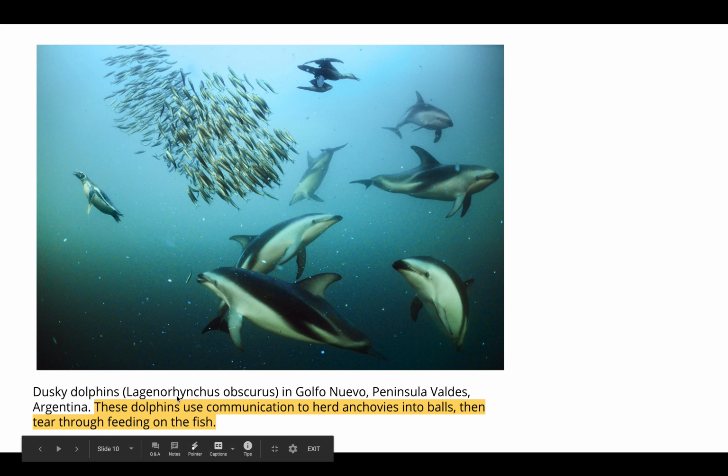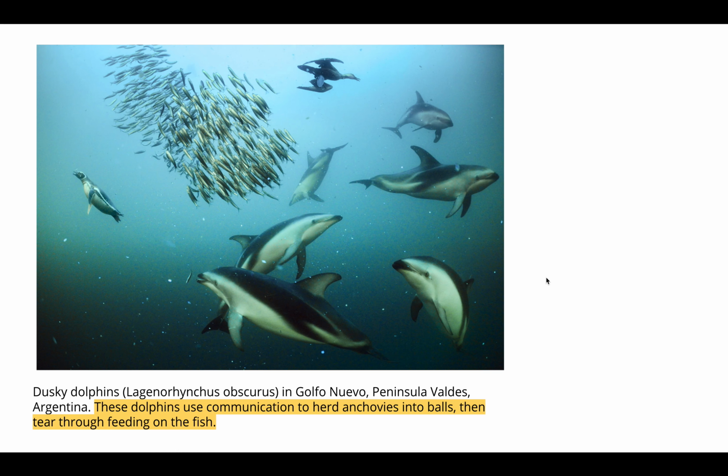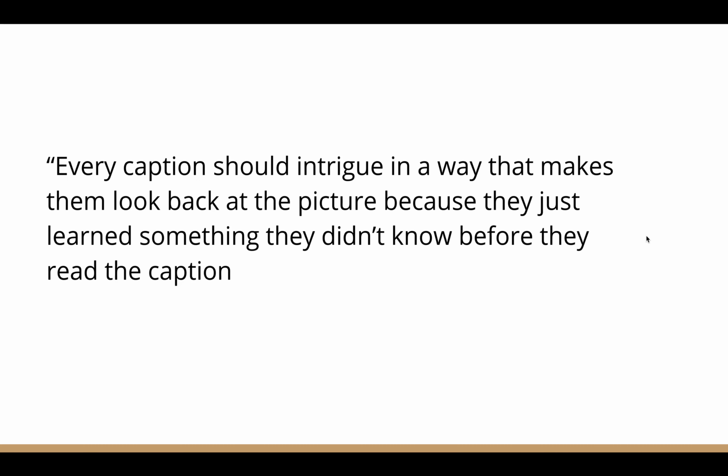So here's just another title: Dusky dolphins in Golfo Nueve Peninsula, Valdez, Argentina. These dolphins use communication to herd anchovies into balls, then tear through feeding on the fish. Now notice it's not in AP style. This comes right from National Geographic, and National Geographic uses their own style guide, not an AP style guide. But I think the second sentence really tells us something nice, right? It's telling us extra information, kind of unpacking the photo for us. I can obviously see that they're doing something, or maybe they just happen to be here. It's hard to tell in the photo. Maybe these animals just all happen to be hanging out there. But, right, it's giving us some context.